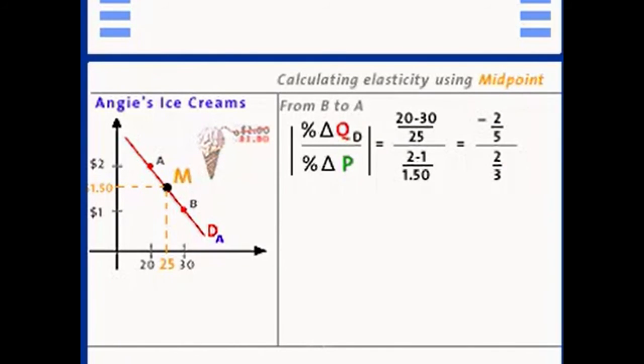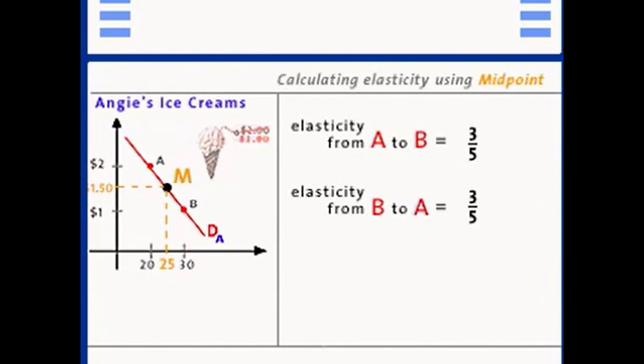Notice then it doesn't matter whether you're going from A to B or B to A. Once you're using the midpoint formula, you get a consistent measure of the elasticity of demand in either direction. Notice that in Angie's case, the measure of the elasticity of demand is 0.6. That is, it is less than 1. If the elasticity of demand for your product has an elasticity number of less than 1, we say that the demand for your product is inelastic.